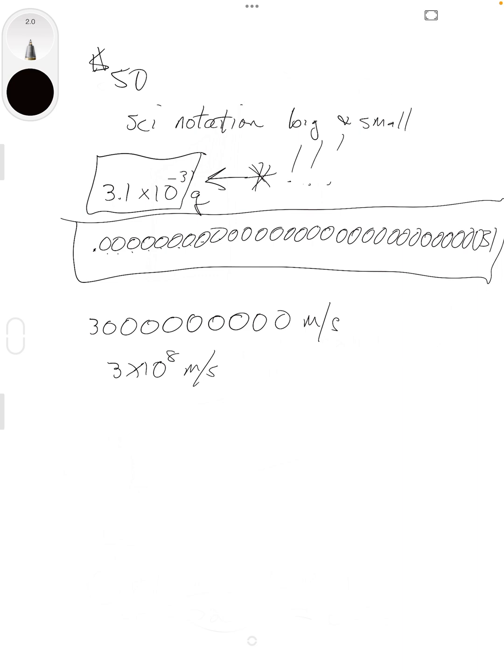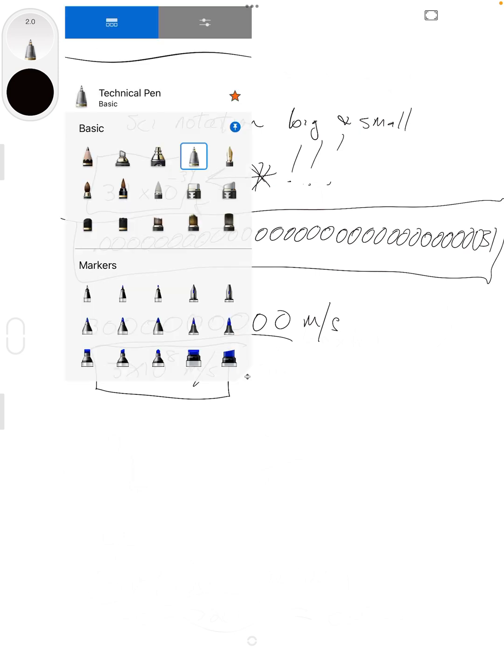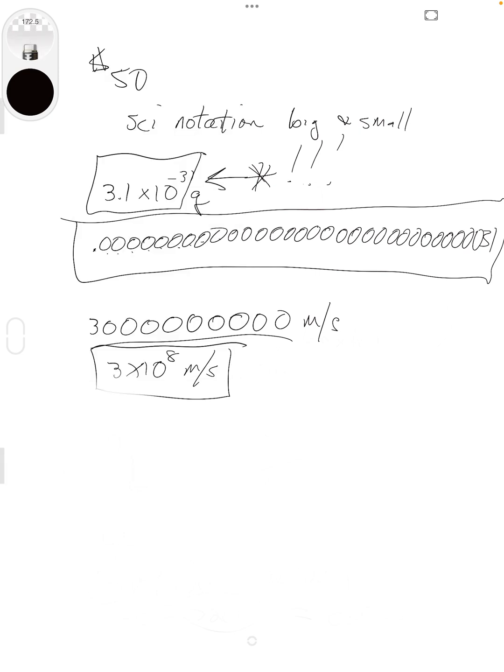So big numbers and small numbers, we don't want to write all those zeros. We put them in scientific notation. That's the why do we do it. It's really no more complicated than that.